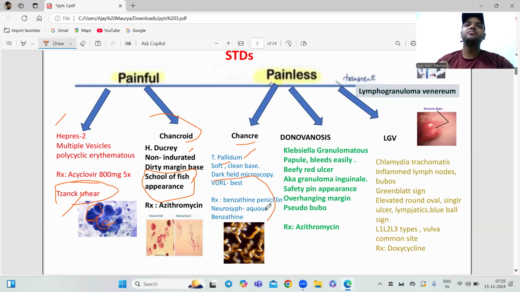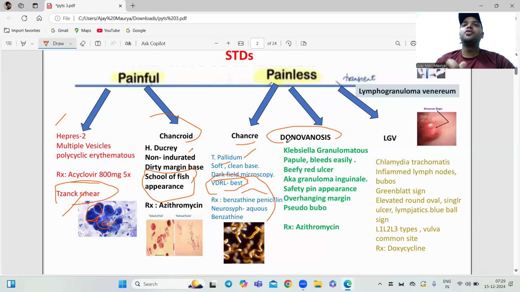Overall, the VDRL test is the best for detecting syphilis. For the treatment, benzathine penicillin is the treatment of choice. For neurosyphilis, you have to give aqueous penicillin.